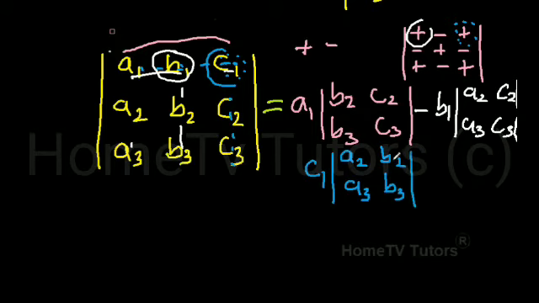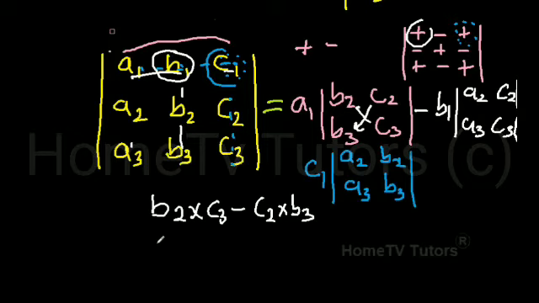Then of course we already know how to expand a determinant of the second order by multiplying diagonally. That is, the product of the diagonal B2 C3 minus the product of the diagonal C2 B3. In the next video we are going to use this to evaluate the determinant of a 3 by 3 matrix, which is also known as determinant of the third order.